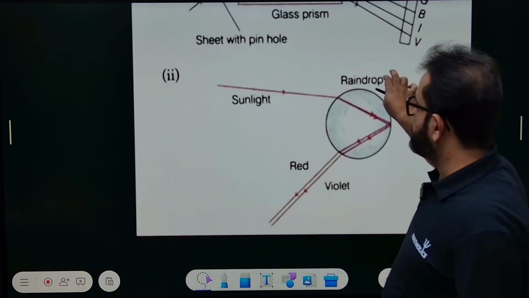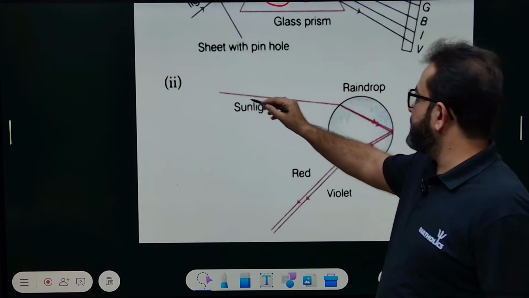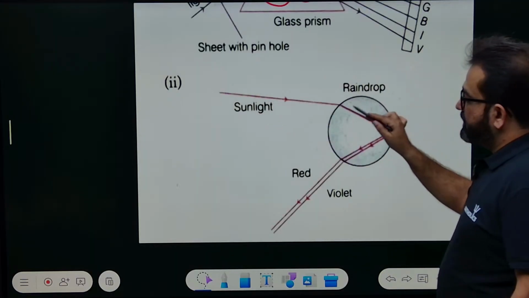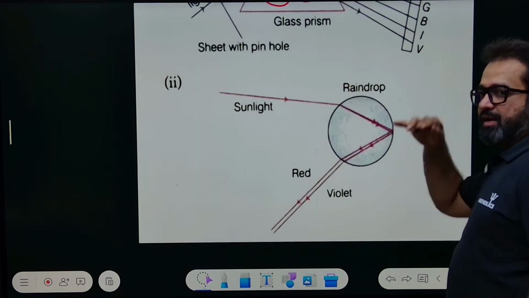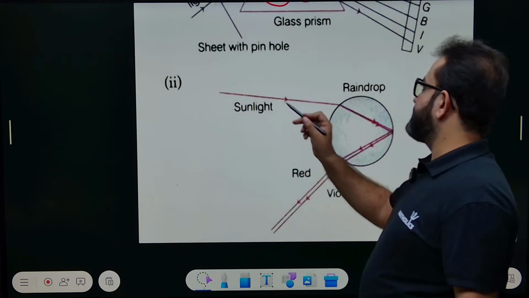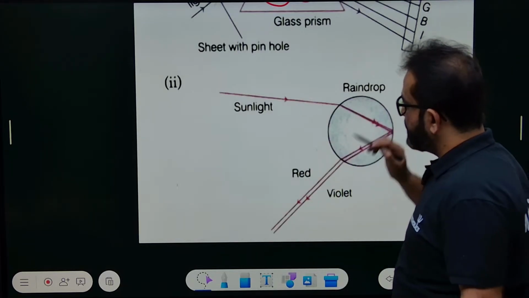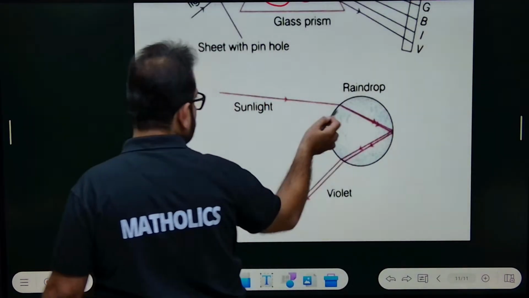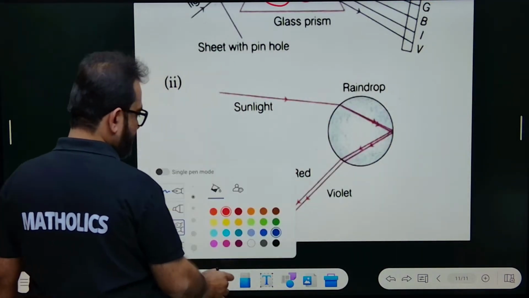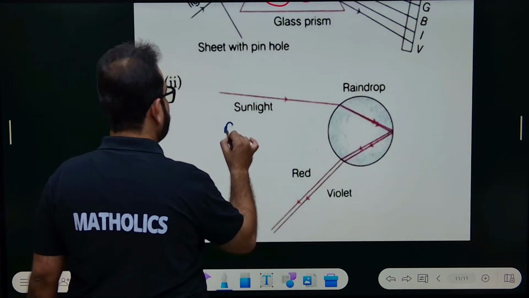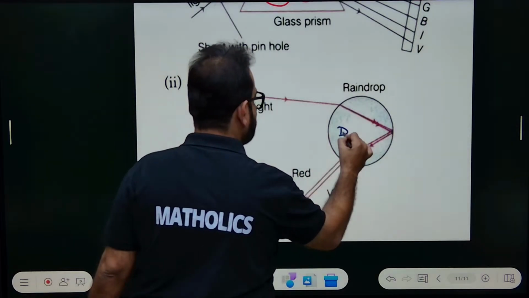Now, formation of a rainbow. What does a rainbow involve? See, this is sunlight. This is a raindrop, a droplet of water which is coming, right? This sunlight goes to this circular, spherical drop. Now, is this rarer or denser? This is obviously rarer. This is the rarer medium, and inside this is the denser medium.